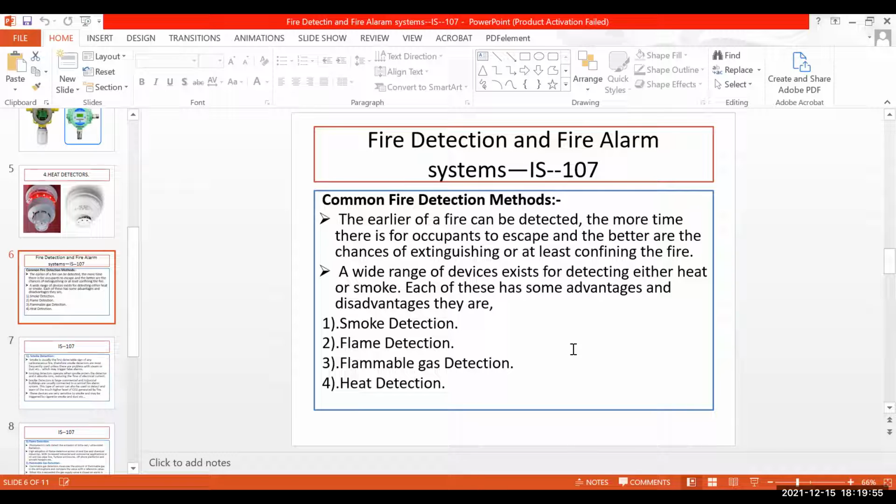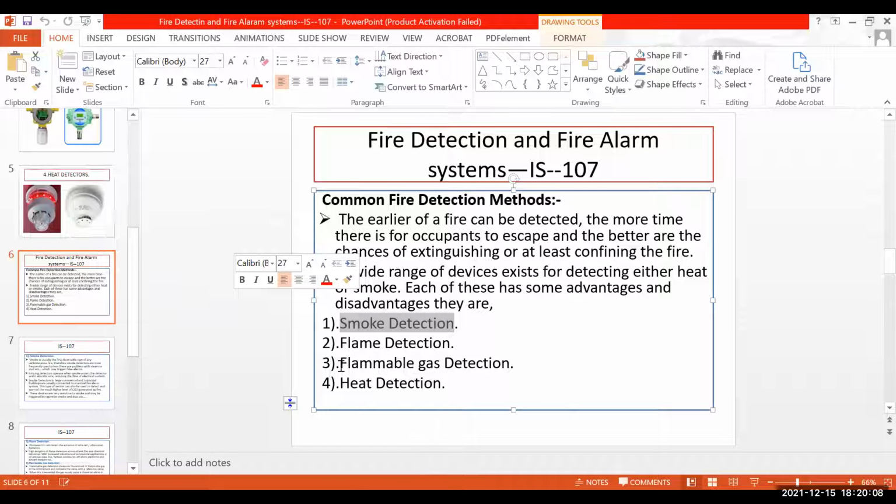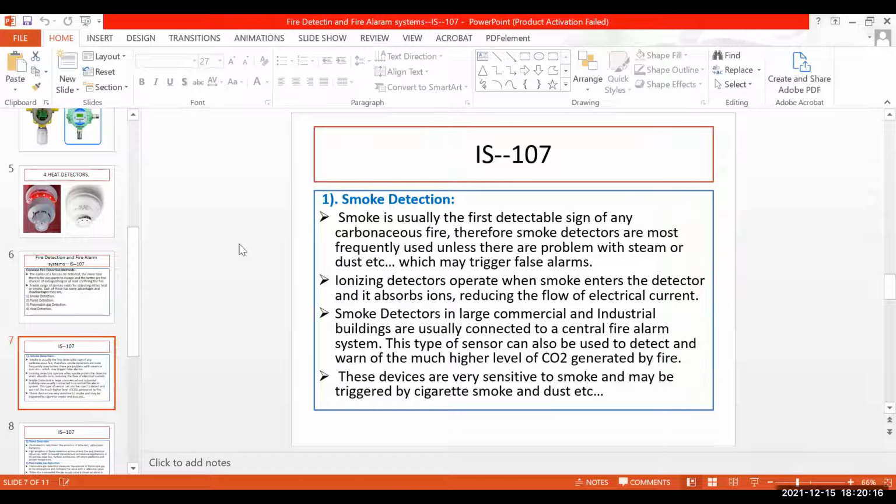This is just based on our fire triangle. You might know that one, the fire triangle. Here are the smoke detection, flame detection, what we have seen, and flammable gas detection, heat detection. Smoke detection.